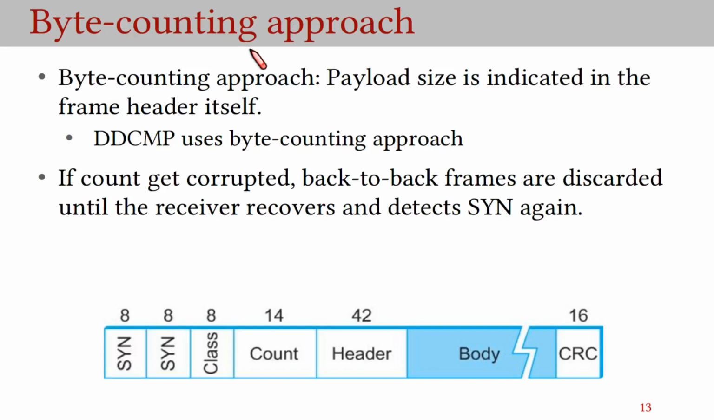Byte counting approach is an alternative to Sentinel approach in byte-oriented framing. Byte counting approach is rather simple. In this approach, the payload size is indicated in the frame header itself. This is a frame format of DDCMP that uses this byte counting approach. Here it uses a 14-bit field to indicate the size of the data body. And this number indicates the number of bytes that is contained in the data body.